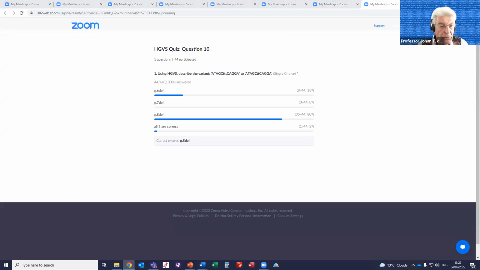So this is based on the so-called 3' rule. When, like in the example, there are 3 T's in a row and one is deleted, the 3' rule says you should describe the last one as deleted. So that means g.8del is the only correct description using the HGVS recommendations. You should not use then g.6 or g.7, it's g.8del.